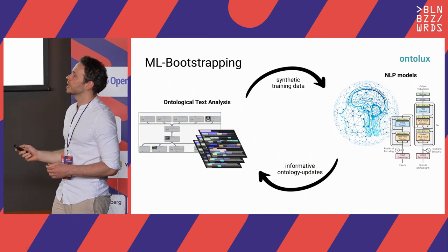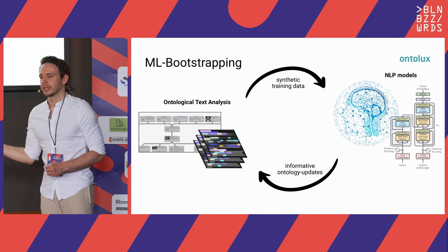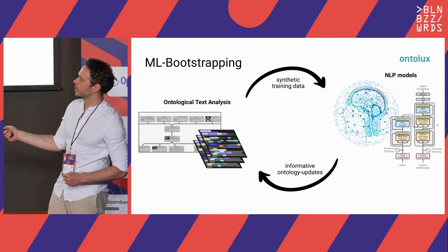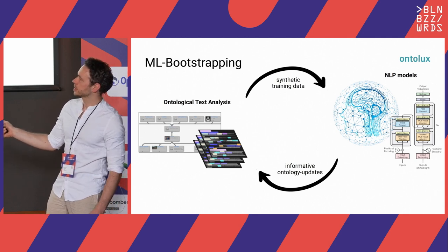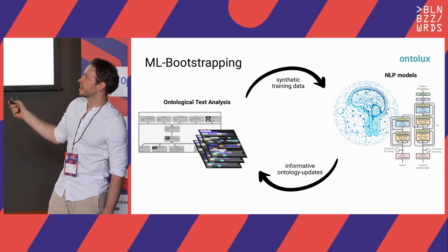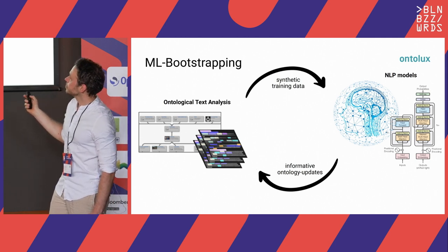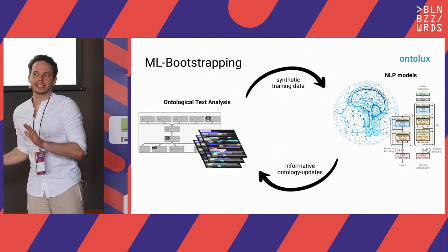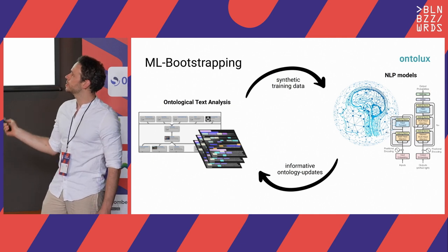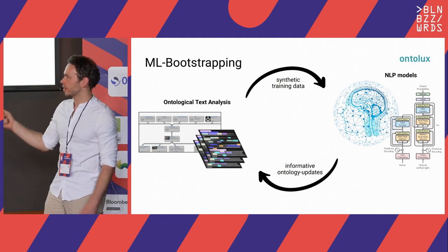So the way we are trying to implement this is we are starting with an ontological text analysis framework, like TextMag. We generate an ontology, and then we can cheaply and quickly take a lot of documents and annotate them with metadata. And we can use this as synthetic training data to train a large language model. And this has the nice additional effect that when we have created a strong machine learning model, we can actually use the outputs of that model to inform changes to and additions to our ontology.